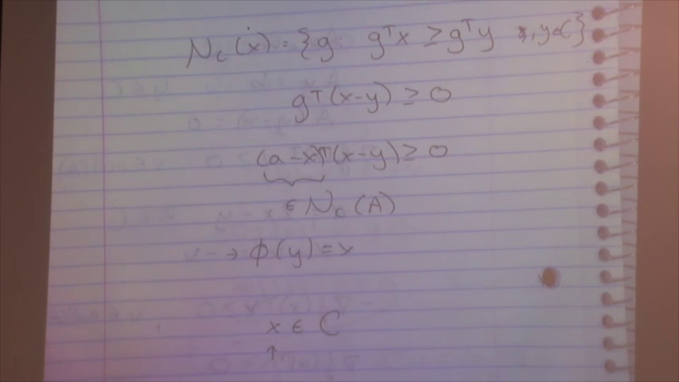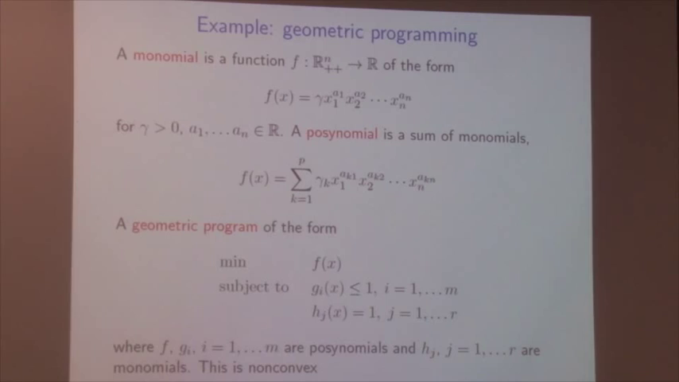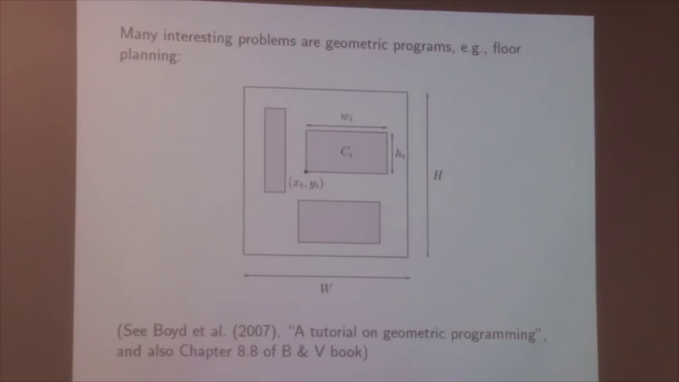Ryan and I decided to skip this example because I think it's a lot of trouble. But if you're interested in how this applies to making geometric programming a convex optimization problem, you can read through these slides.